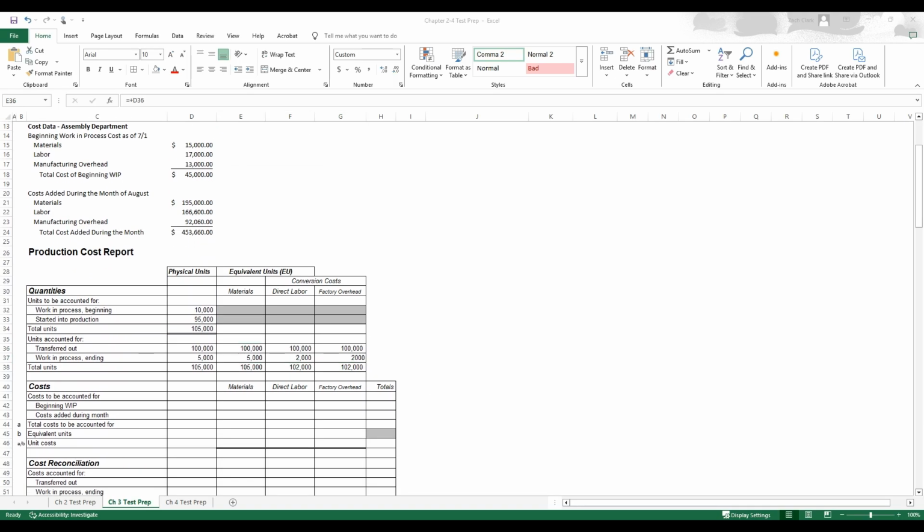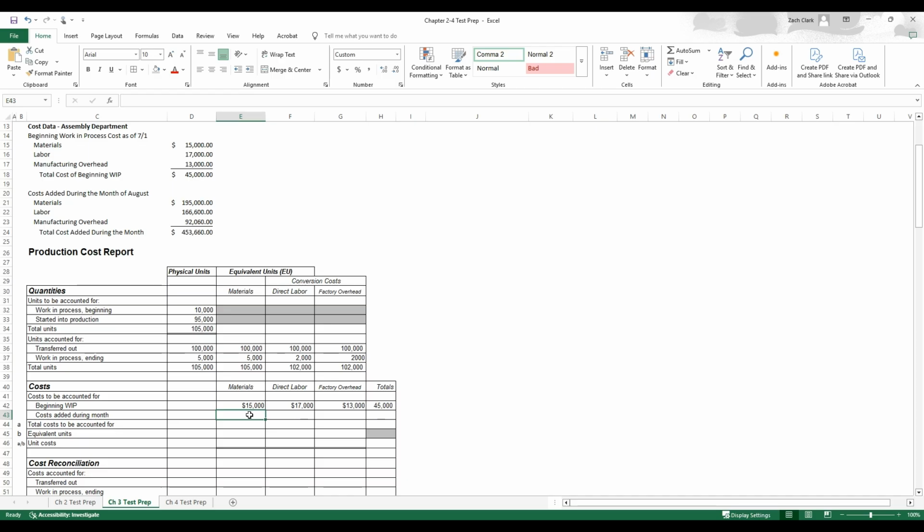And then we're going to look at costs down here, and it's got a bunch of data that we're going to work off of. So it tells us that for beginning work in process, we have 15,000 in materials, 17,000 in labor, and 13,000 in overhead. So you can see those three up there, and that is input here on the beginning WIP costs line. I'm going to put dollar signs on those just to help us differentiate units from dollars.